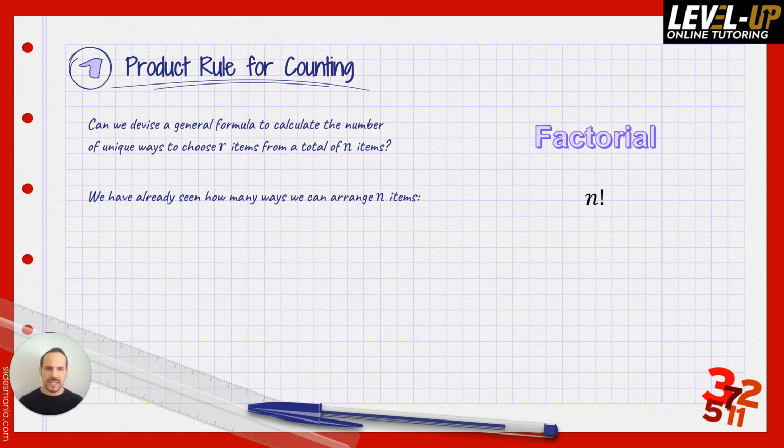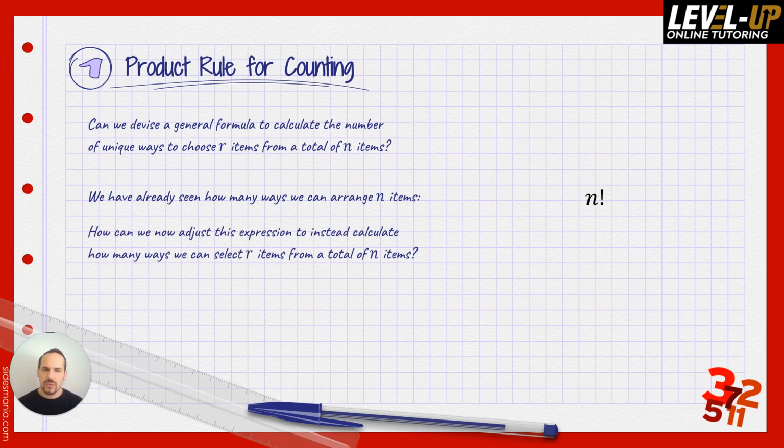So that word is spelled like this. So factorial is an important word to be aware of here when dealing with combinations. So now, how can we adjust this expression to instead not calculate the different ways of arranging n things? It's like, how many different ways can you select n things out of n things? But we want to know how many different ways can you select r things out of n things.